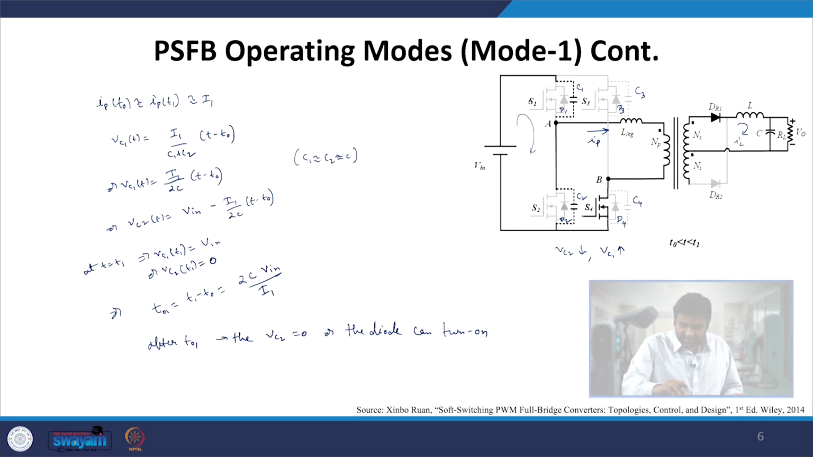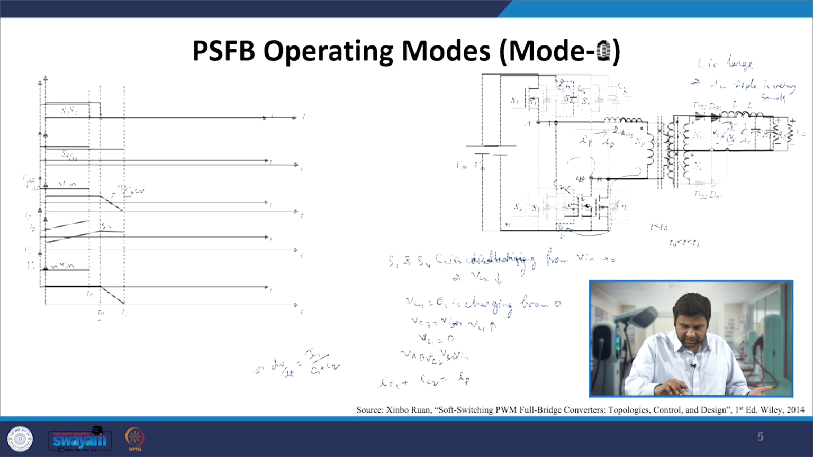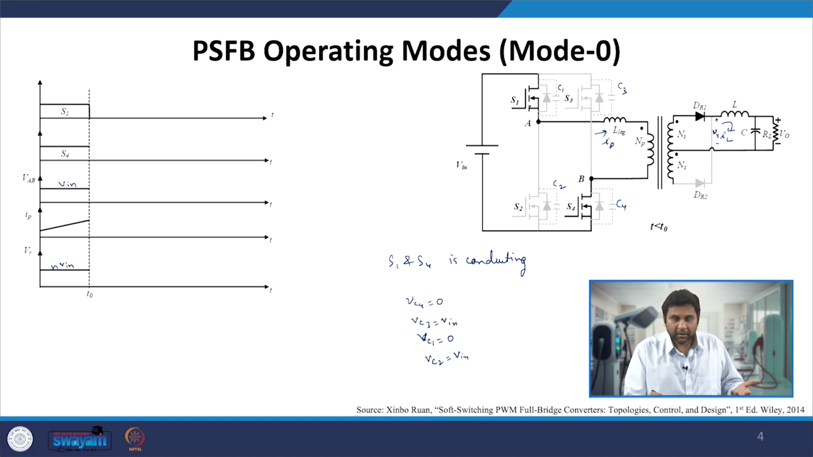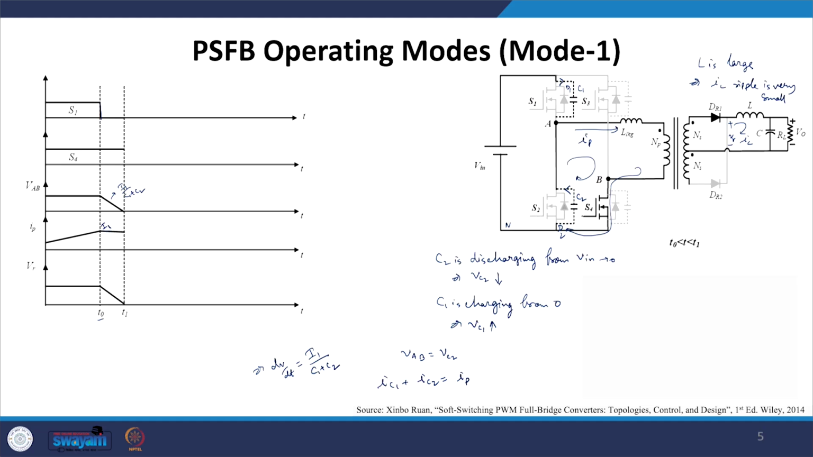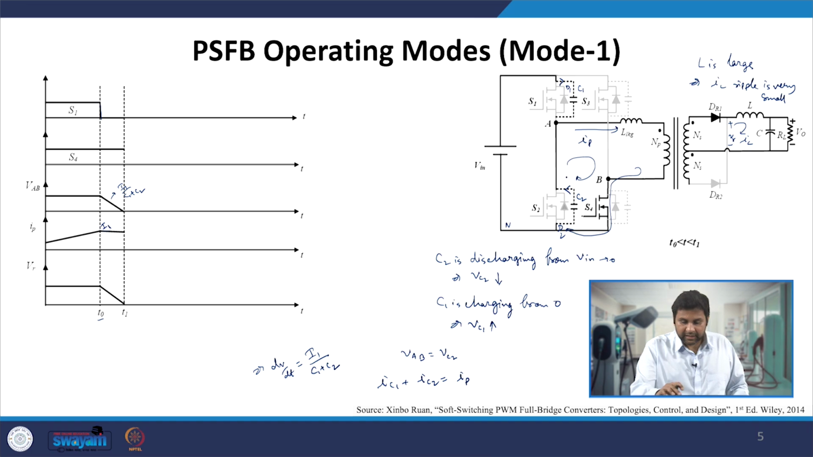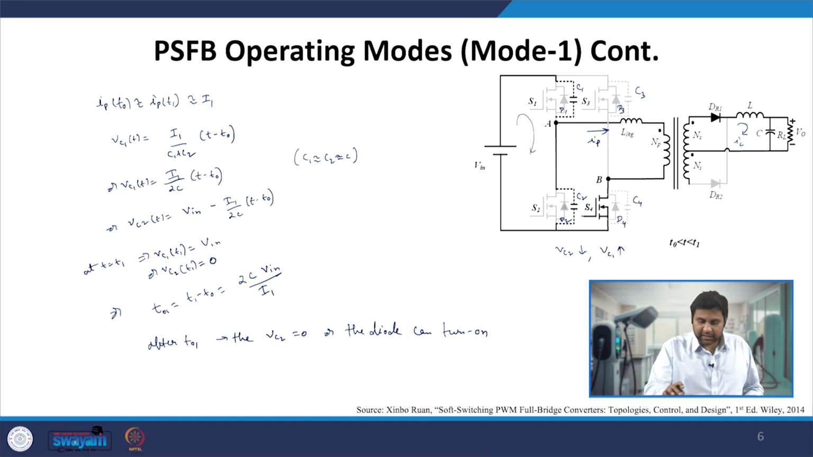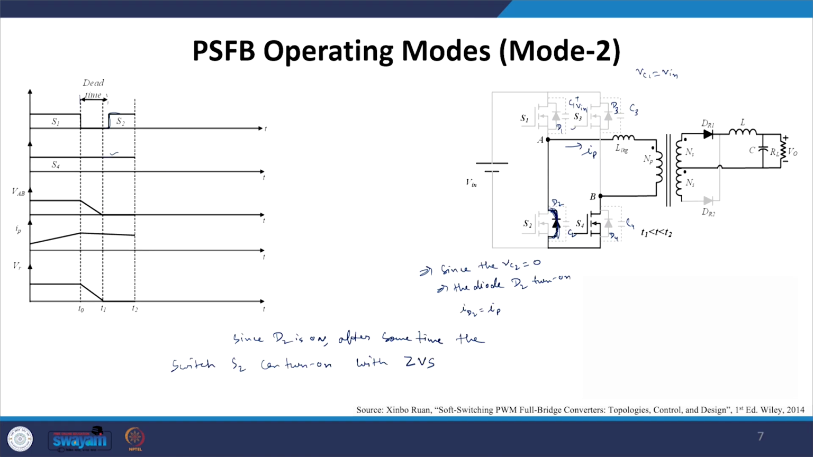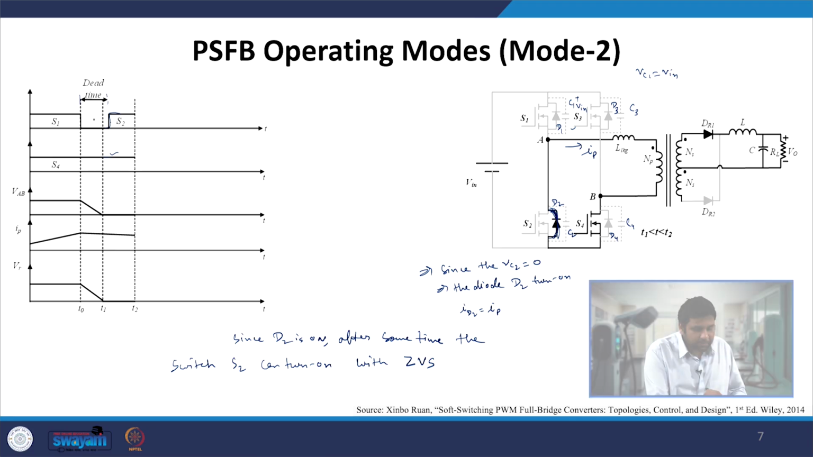In the first case, mode 0, S1 was on. We have removed the gate pulse from S1 such that, in order to maintain the IP current, C1 and C2 come into picture. During that time there were no gate pulses given to either S1 or S2, and they will be given only once the diode turns on. The point after which the S2 gate pulse is given is nothing but that time. So what happens? You can give this gate pulse before this also.